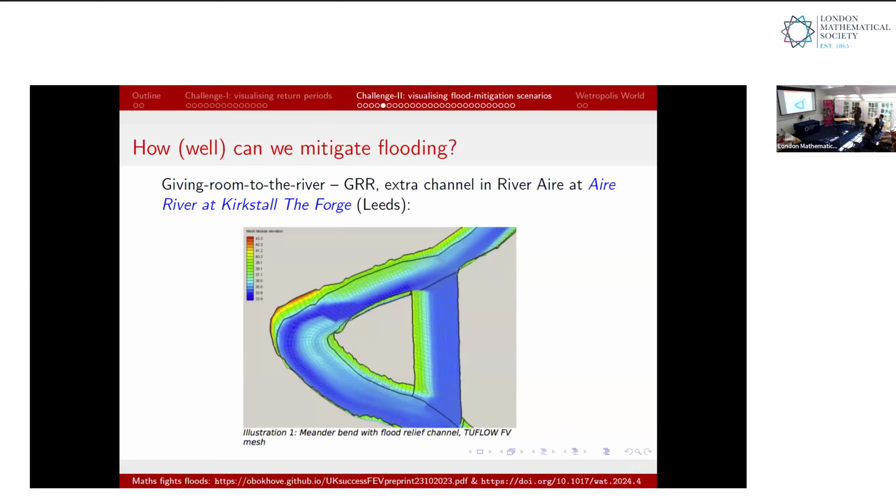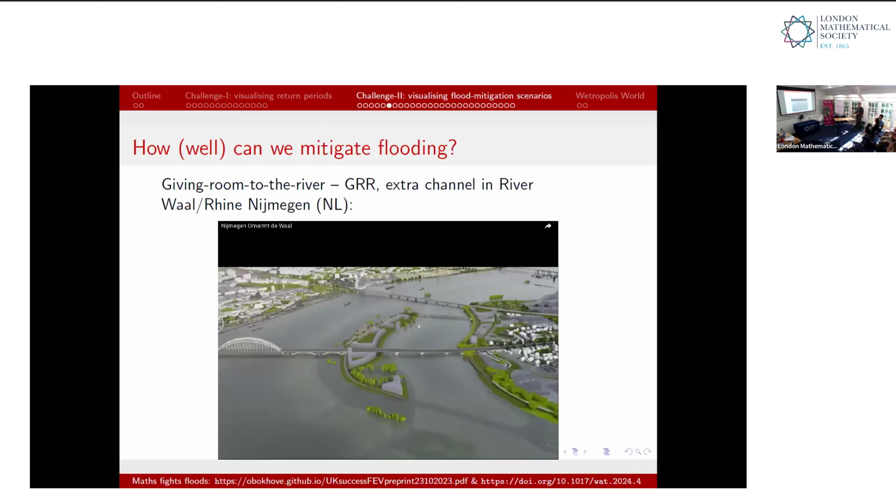Another example of giving room to the river is at bends, which often calls for storage. You can have an extra channel cut, which can be dry in normal circumstances, but it gets active when the river is in flood. This is an example of the River Aire. The River Aire has about 350 cubic meters per second in the flood. Another river is basically a branch of the River Rhine, where the numbers are a bit larger, probably around 15,000 cubic meters per second, just to give you that sense of scale.